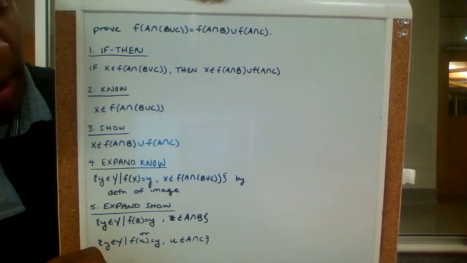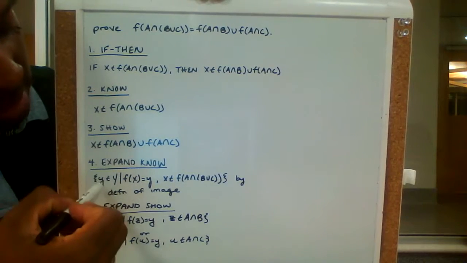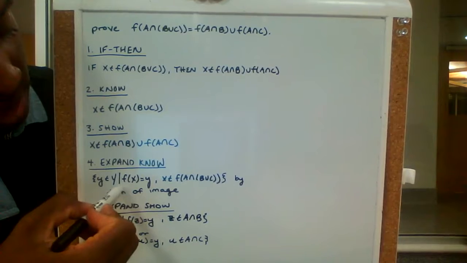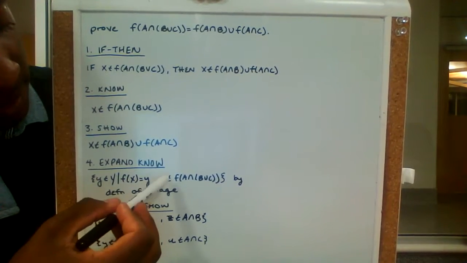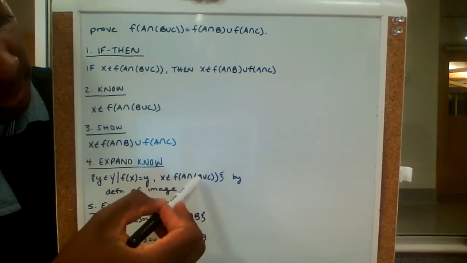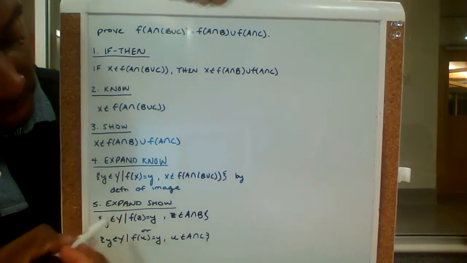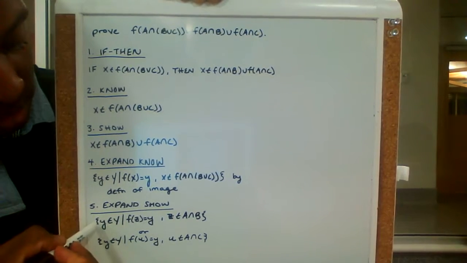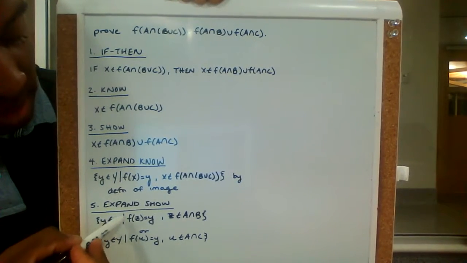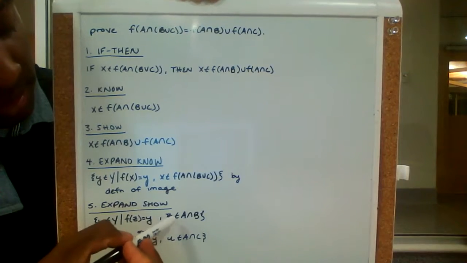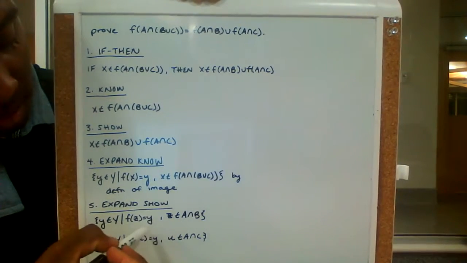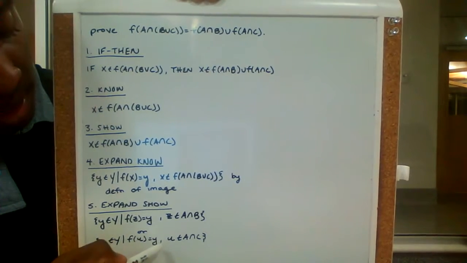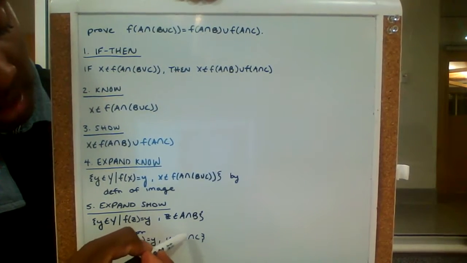Step 4 is to expand our know. So by the definition of image, we know that there is a y in the set Y such that f of x equals y for x in A intersect (B union C). The final step is to expand our show. So this means that there is a y in set Y such that f of z equals y for z in A intersect B, or there's a y in set Y such that f of u equals y for u in A intersect C.